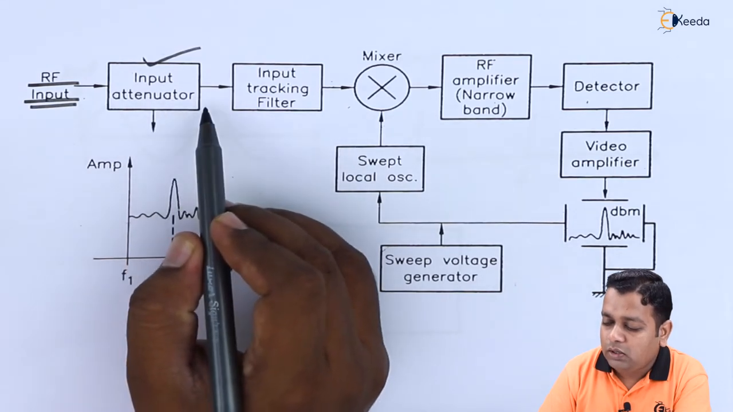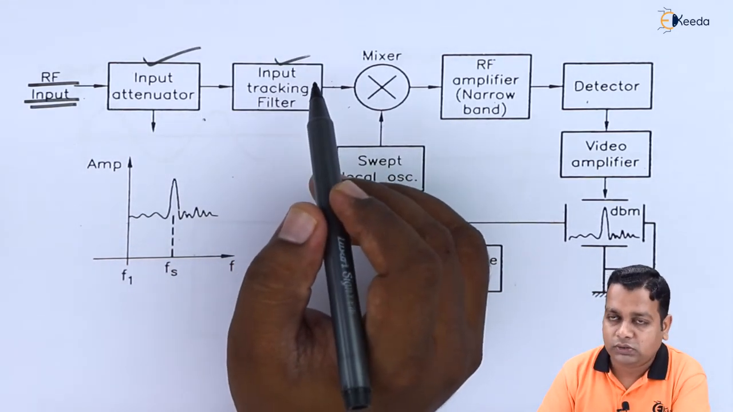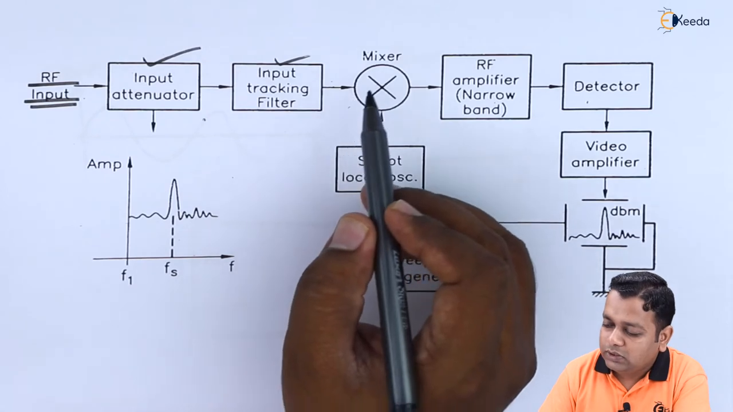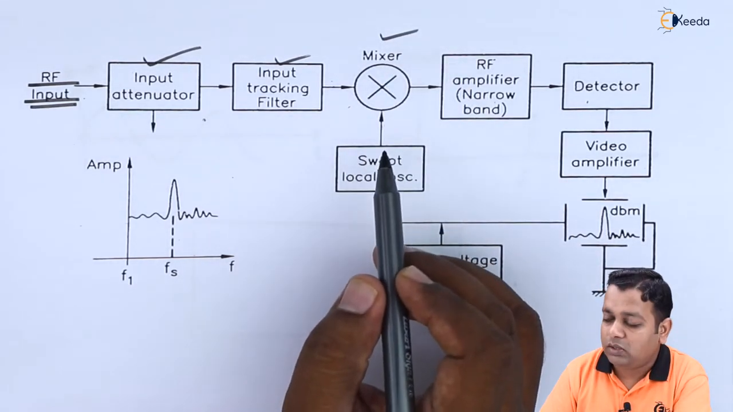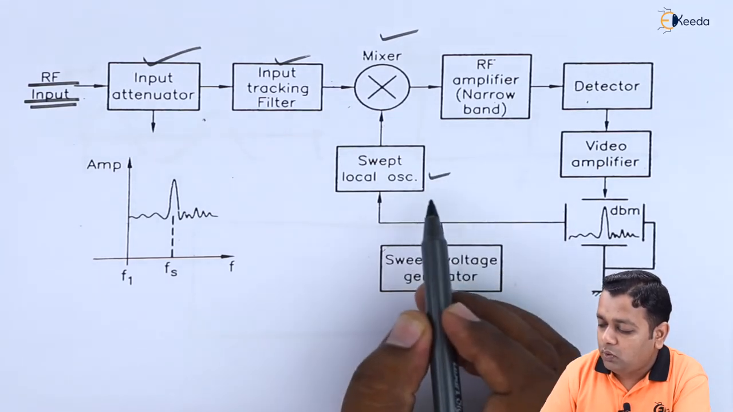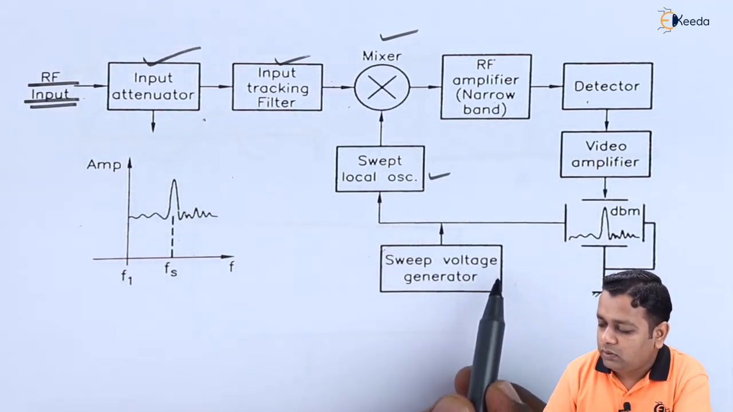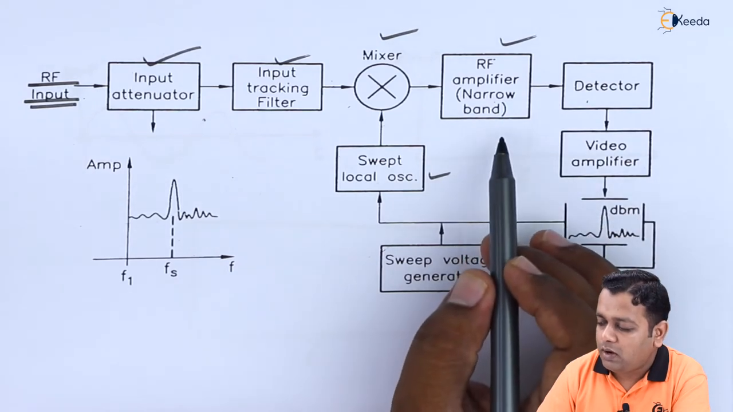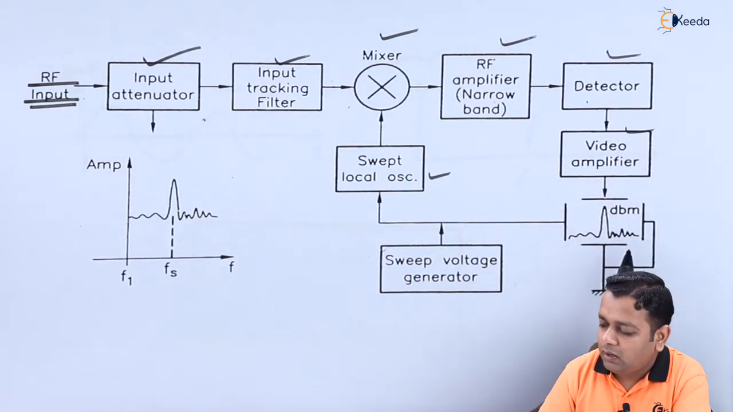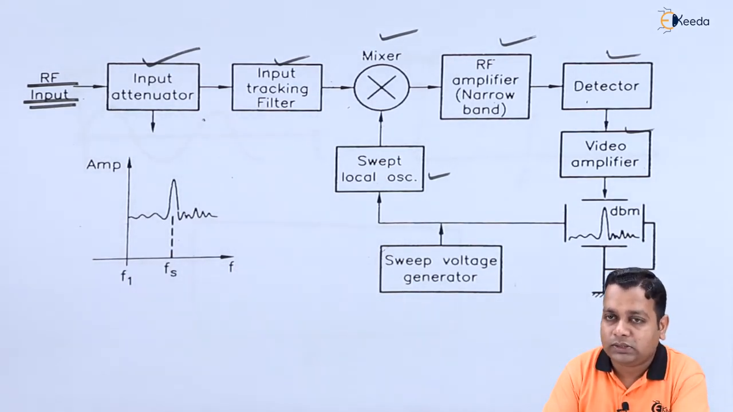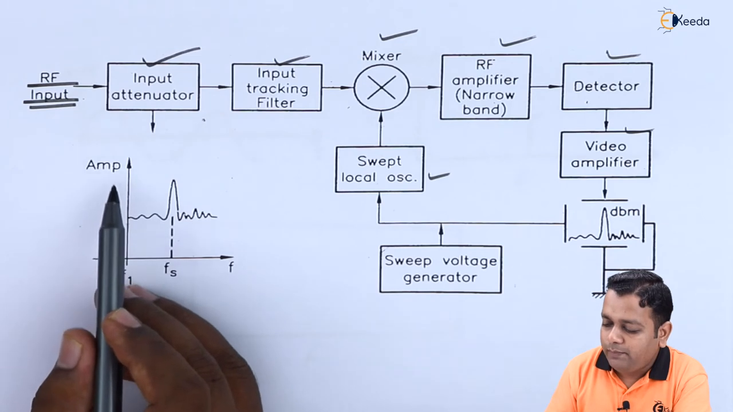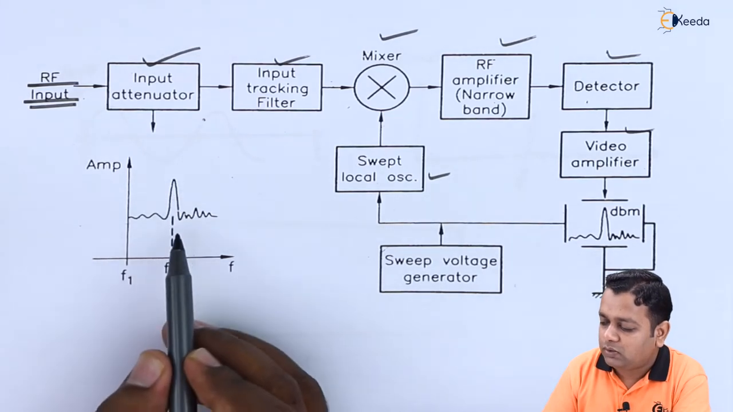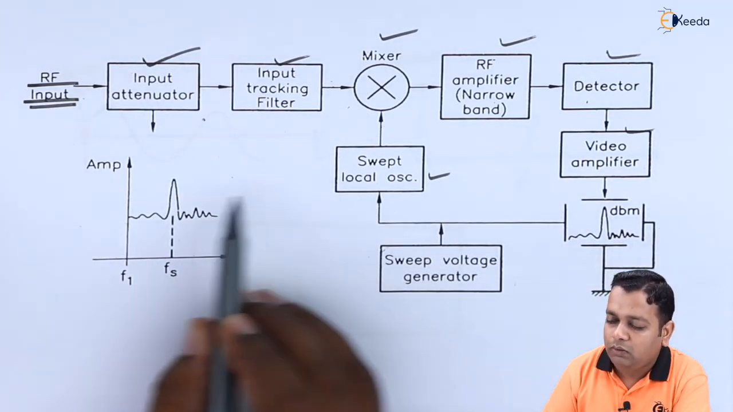After the input attenuator, we have the input tracking filter, whereupon we can reject the unwanted frequency components. Next to that, we have the mixer. Another signal to the mixer is fed as input from the swept local oscillator, driven by the sweep voltage generator. With the help of the narrow band RF amplifier, and further the detector and video amplifier, we can have the spectrum of the signal displayed. Here we have the amplitude axis and the frequency parameters F1 and FS, or we can have the display in terms of decibels also.